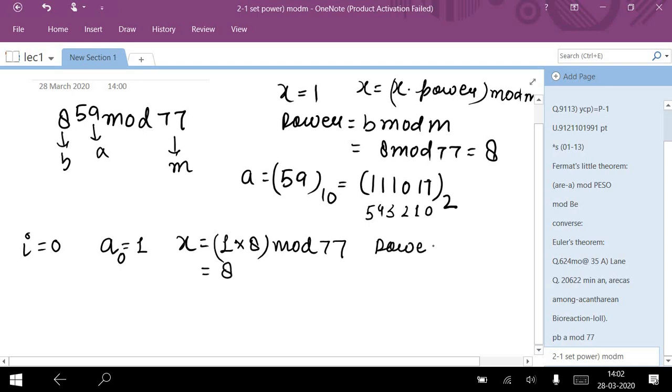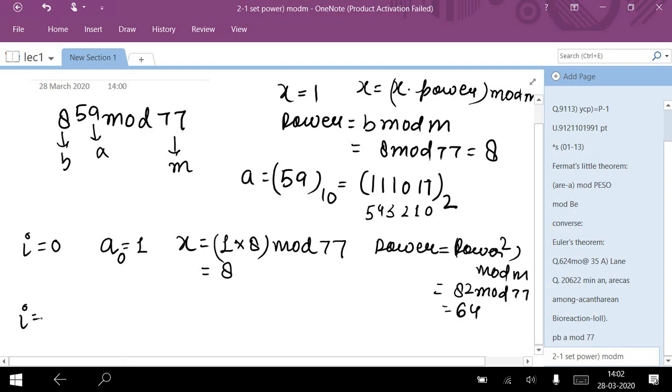Now the third step, that is power. So power is power square mod m. What is the previous value of power? That is 8. 8 square mod 77. The value is 64. Now my first iteration is complete.